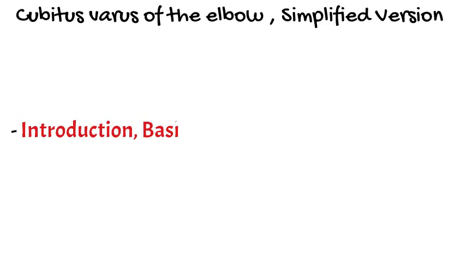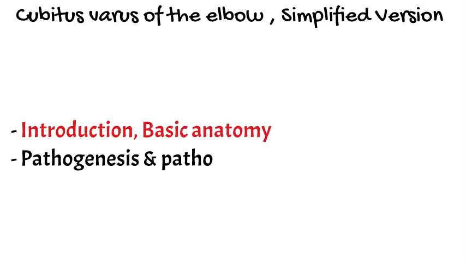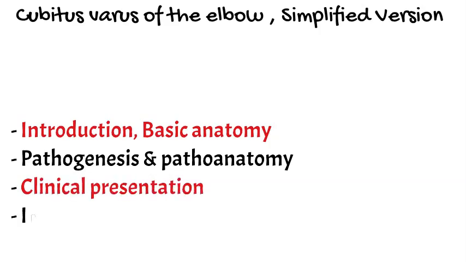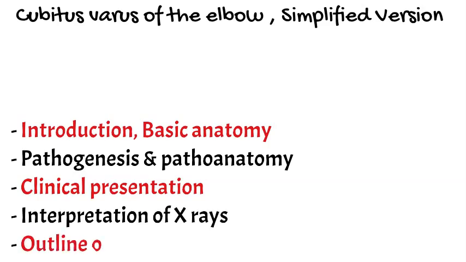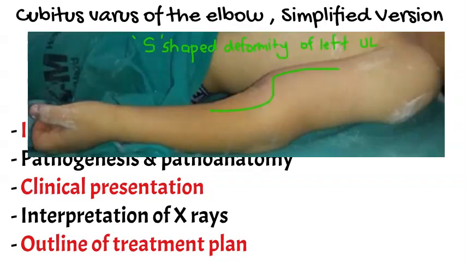We will start off with an introduction, basic anatomy, pathogenesis and pathoanatomy, the clinical presentation, interpretation of X-rays, and an outline of the treatment plan. This figure shows the S-shaped deformity of the left upper limb that can be found in a supracondylar fracture of the humerus in children. Now let's get started.